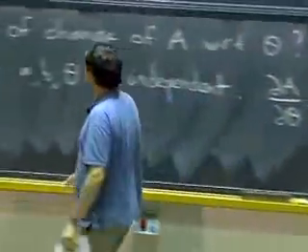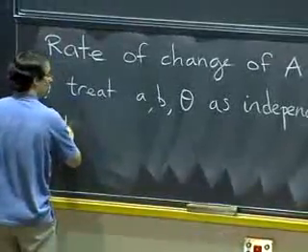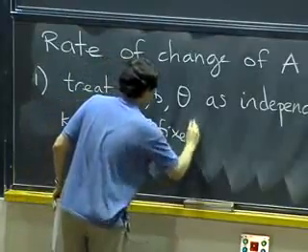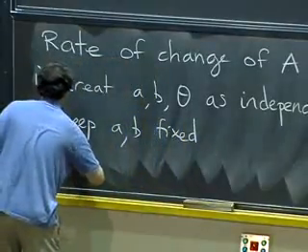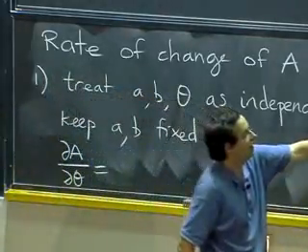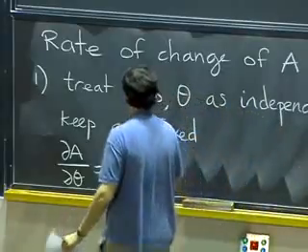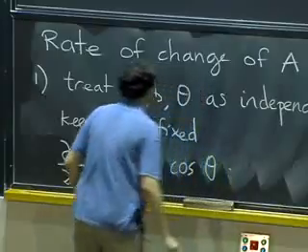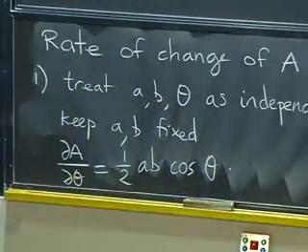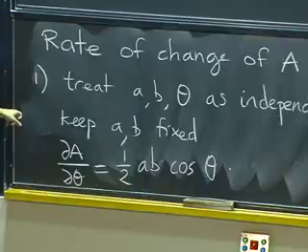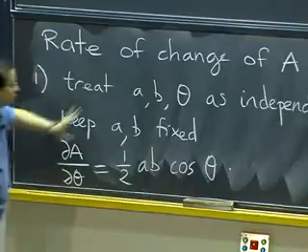And that's the one we know how to compute, because it's the one we've been computing all along. So that means we keep A and B fixed, and then, let's see, what's the derivative of A with respect to theta? I guess it's 1/2 AB cosine theta. That one we know. Any questions? No? Okay, the two other guys will be more interesting.